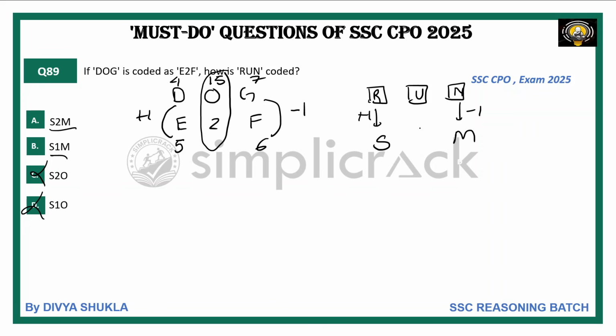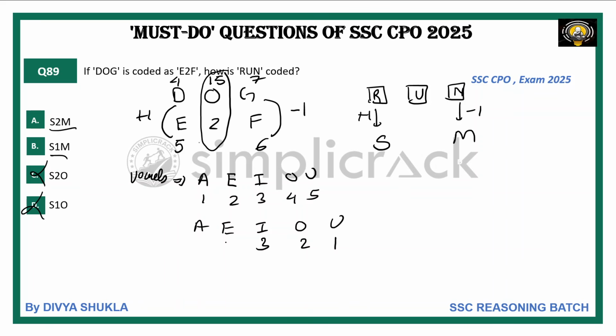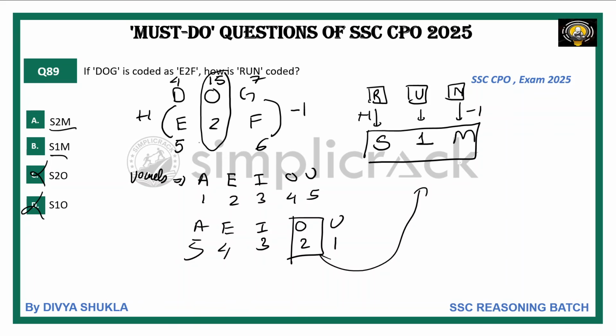Okay. So this is 2. And understand, if I'm talking about vowels, A, E, I, O, U. These are the vowels. If I code this as 1, 2, 3, 4, and 5, it's still not making sense. But what if I'm coding this as AEIOU, like this, 1, 2, 3, 4, and 5? In this case, my logic matches. So using the same logic, I would get the code for U as 1. That means S1M is the correct answer for this question. I hope this is clear. Let's see the next one.